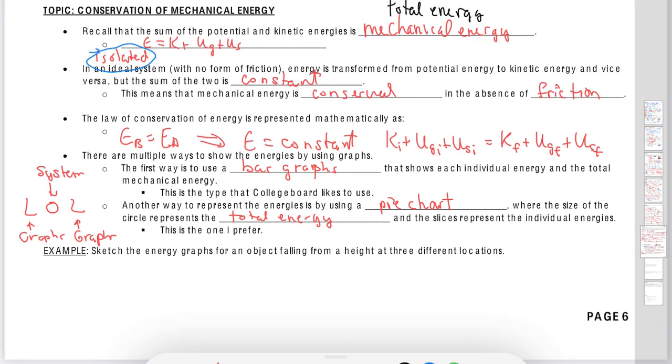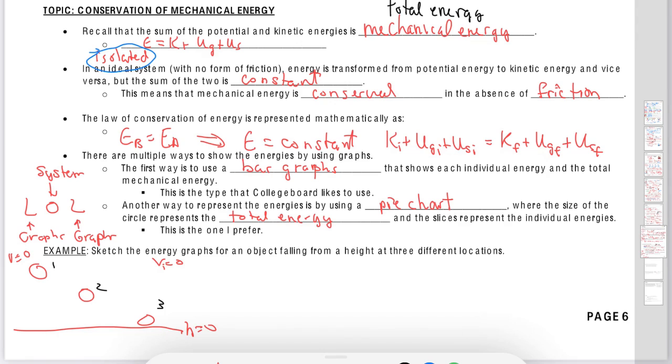Sketch the energy graphs for an object falling from a height at 3 different locations. We're going to say that we're dropping it, so our initial velocity will be 0. If this is my ground, here are my 3 situations: 1, 2, 3. This will be H equals 0. Up here we say V equals 0.